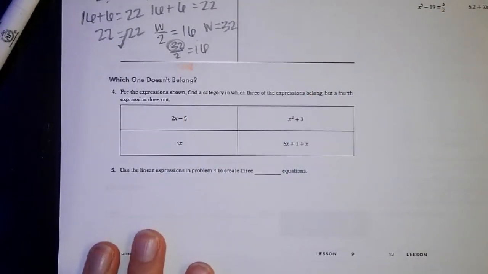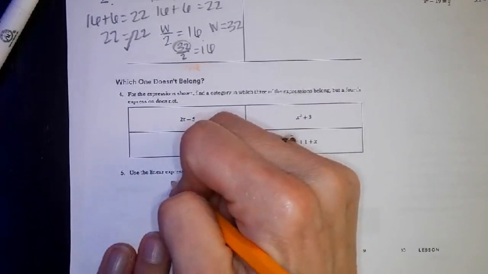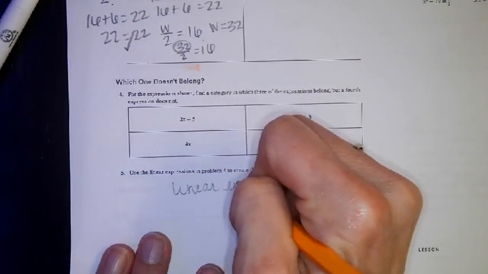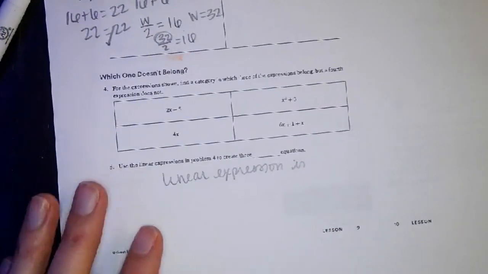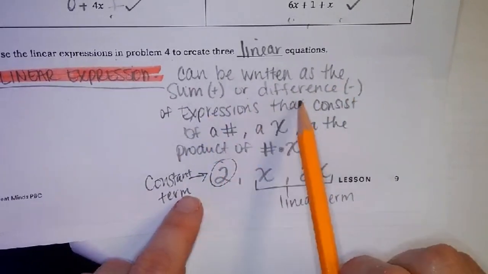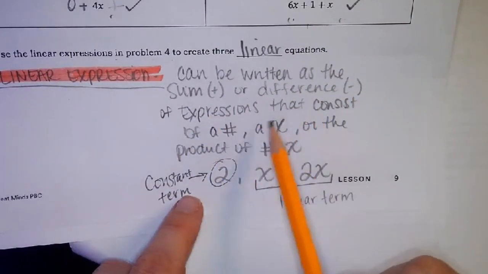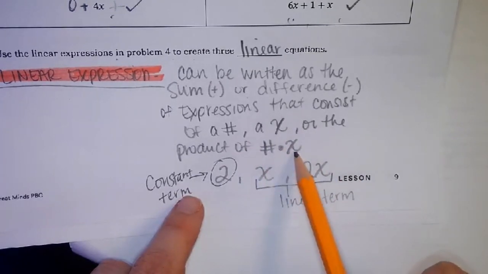Then we're going to go over here to this next section, which is which one doesn't belong. In this section, we were talking about linear expressions. A linear expression is something that can be written as the sum or difference of expressions that consist of a number, a variable, or the product of a number and a variable.